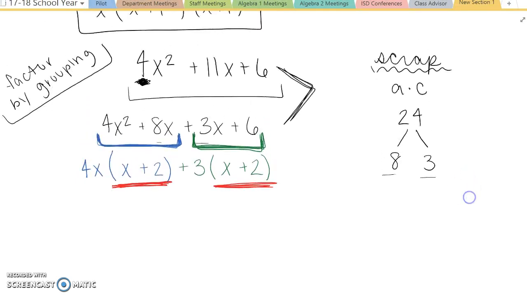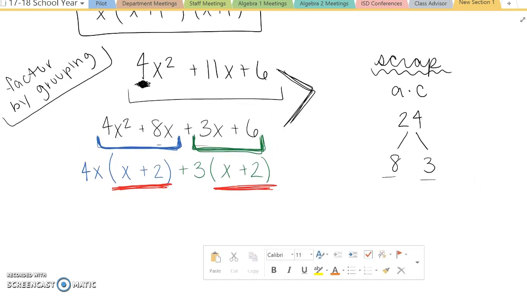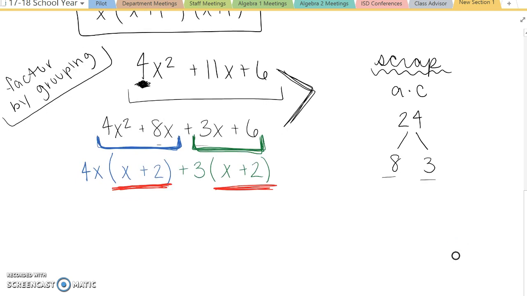Come on. Okay, so I'm not sure what happened to the screen, but we'll just ignore it for now.